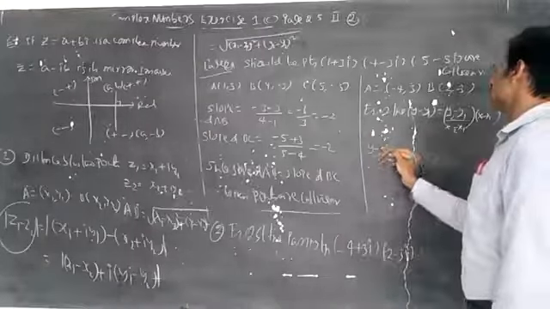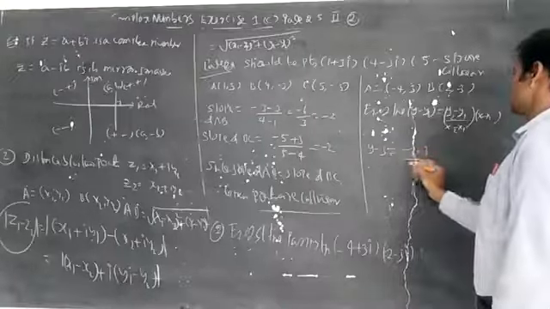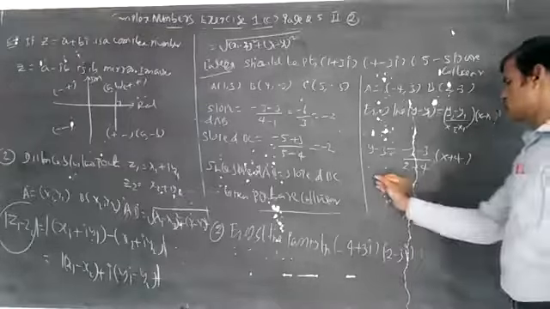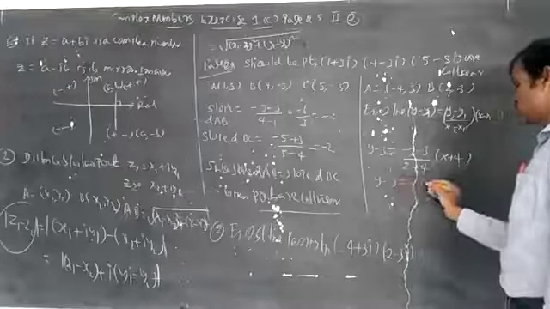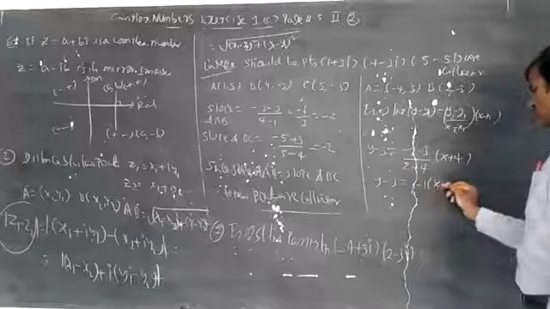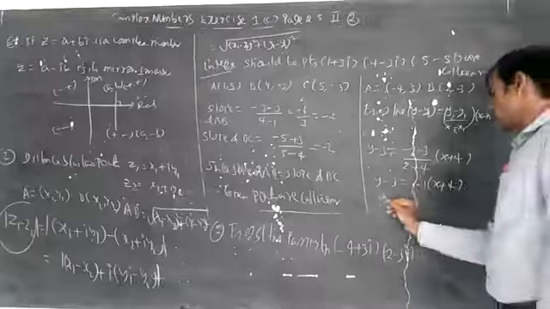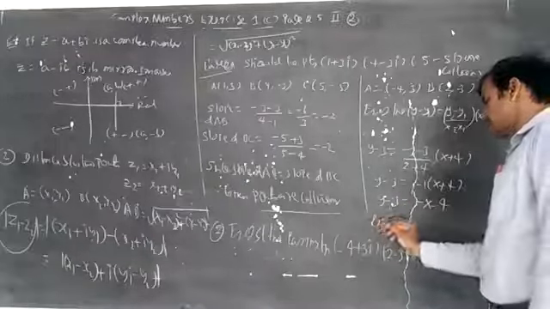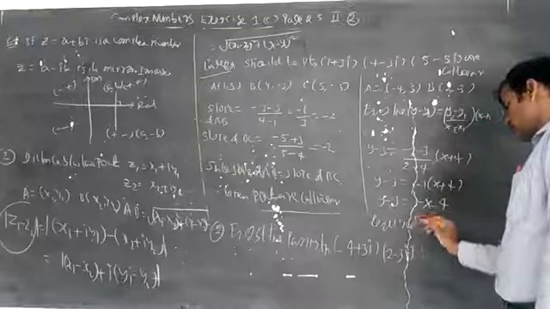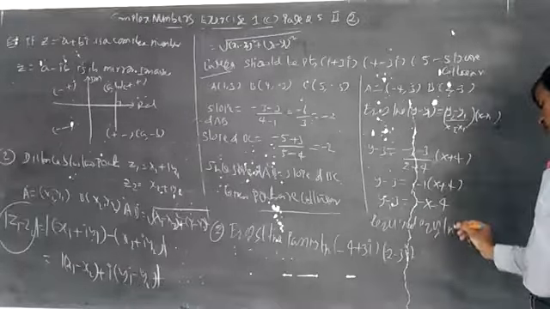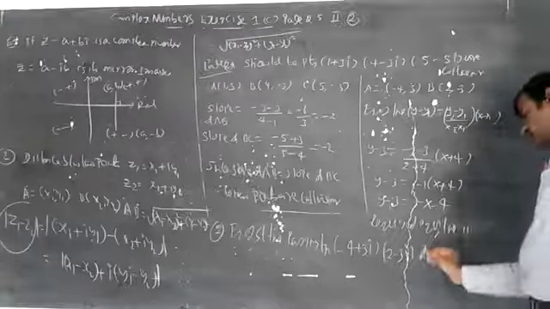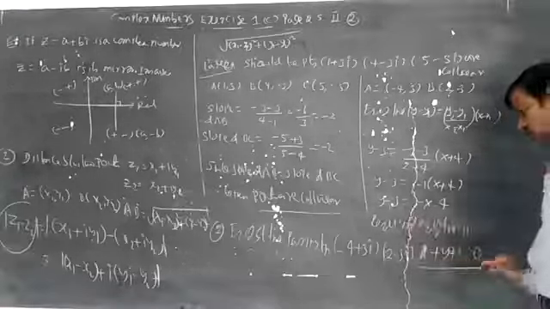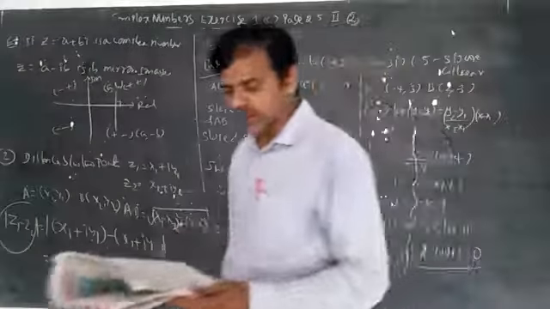So y - 3 is equal to (-3 - 3)/(2 + 4) into (x + 4). So y - 3 is equal to -6/6, which becomes -1, into (x + 4). So y - 3 is equal to -x - 4. Required equation of line, directly you can write: x + y + 1 = 0. This is the equation of line.